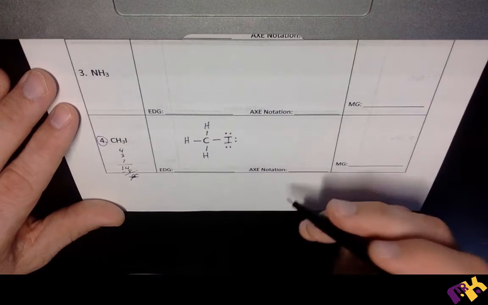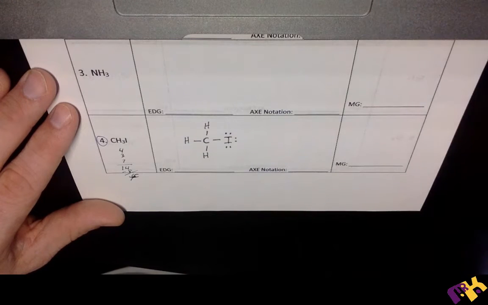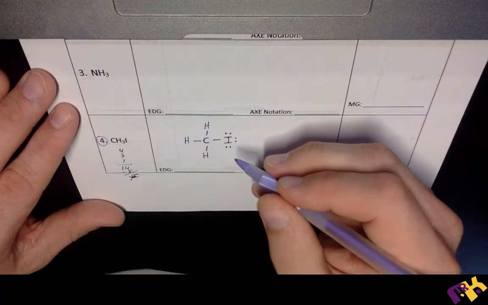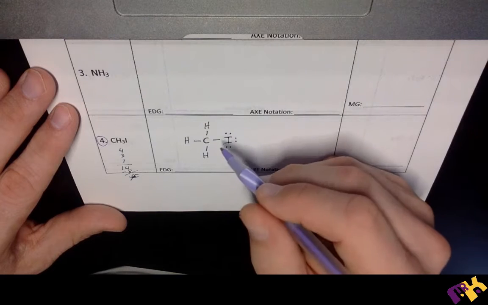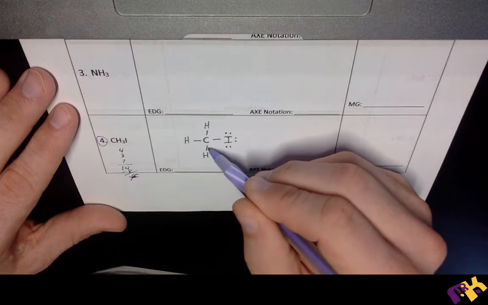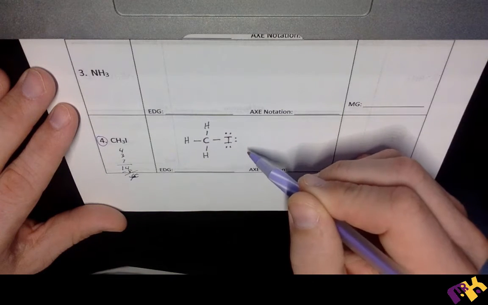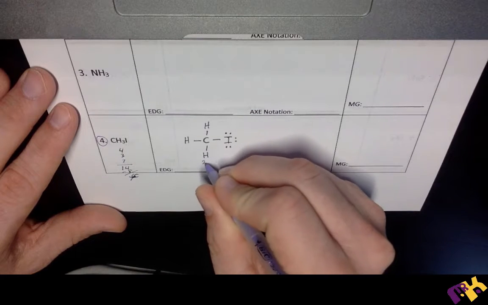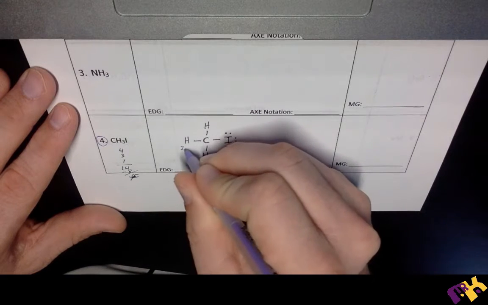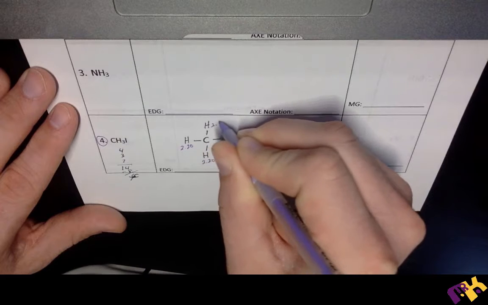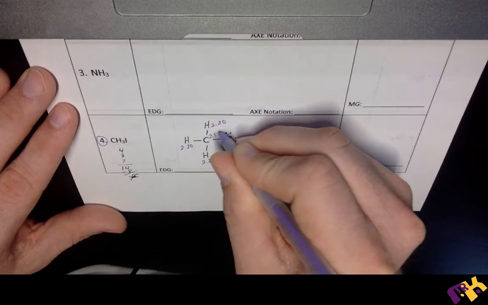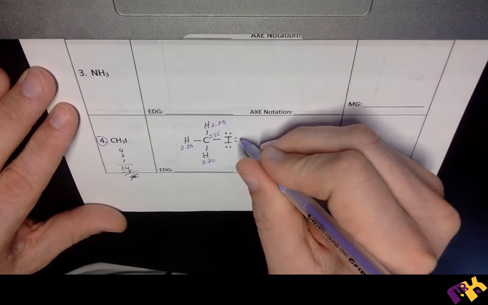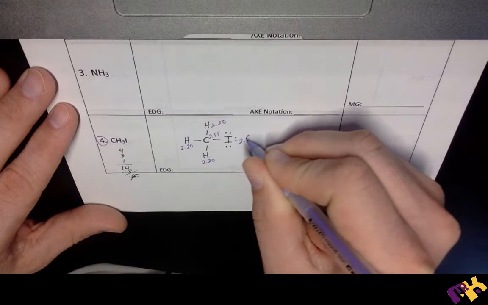So this looks good. What we need to do next is look up electronegativity values, and this will allow us to determine whether or not these bonds are polar and just how polar they might be. Hydrogen, we look it up and it's 2.20, so we'll mark that in for each of them. Carbon is 2.55, and iodine is 2.66. There we go.